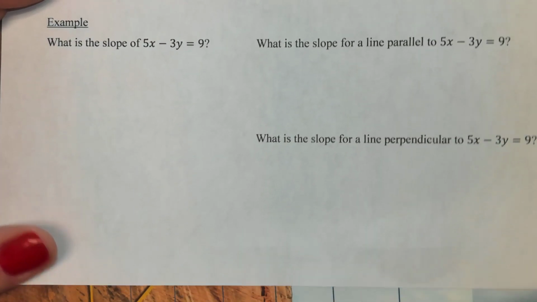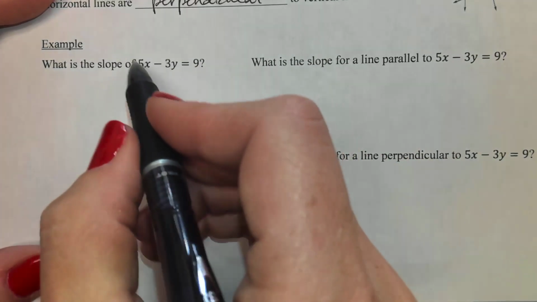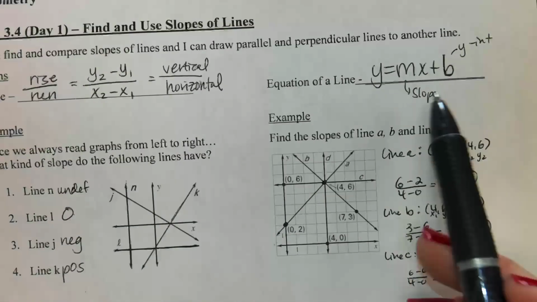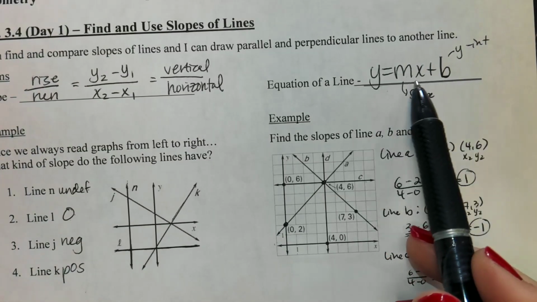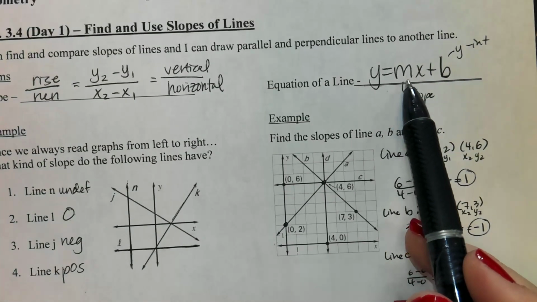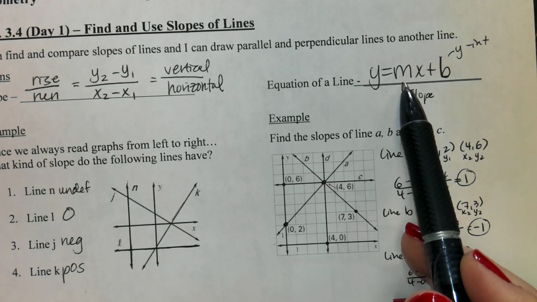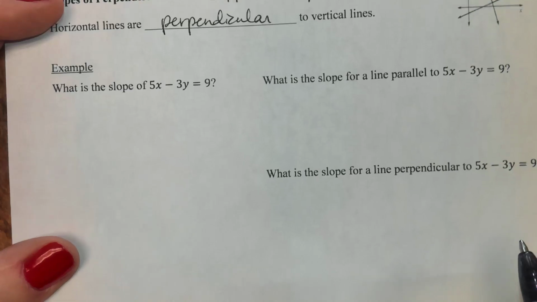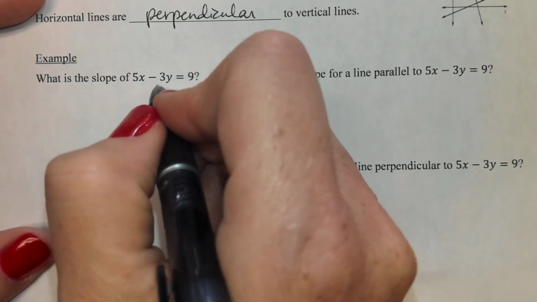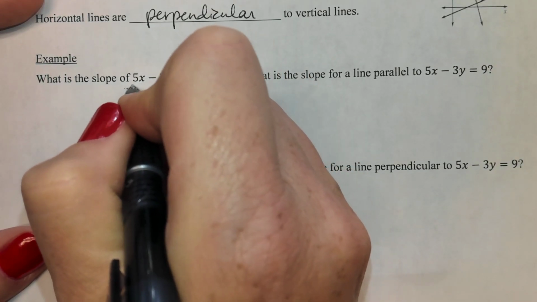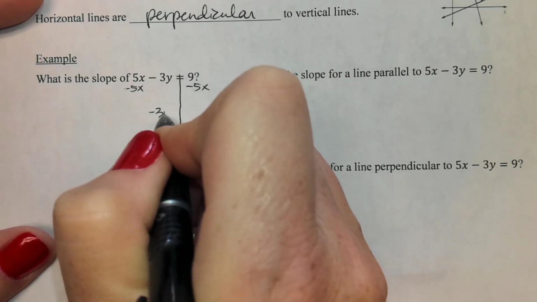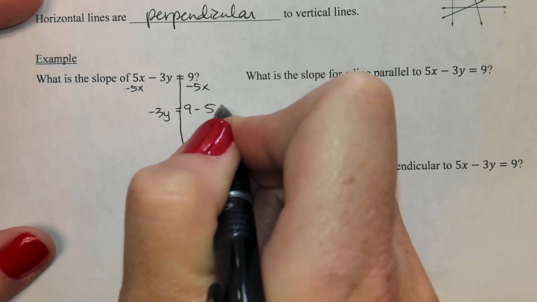Last one, we're just going to pick out some slopes based off an equation. So here is an equation of a line, and they're asking me which one is slope. Way up at the top, we talked about the equation for a line, and if it were to look like this, then slope is just whatever's in front of the x. In order for it to look like this, I just need to get y by itself. So we're going to solve this equation for y. I'm going to go ahead and subtract the 5x away. So I have negative 3y equals 9 minus 5x.